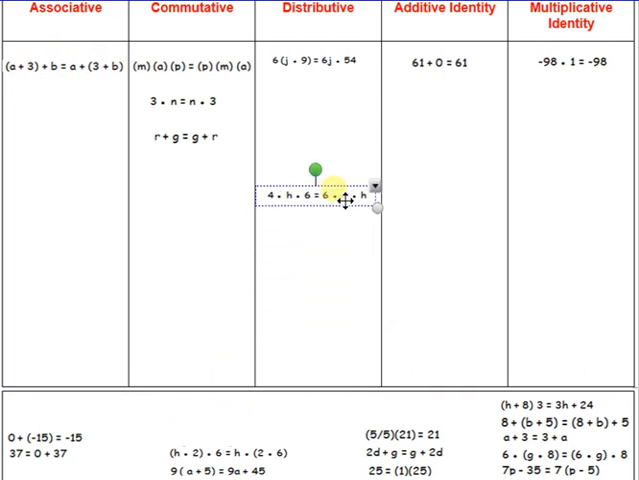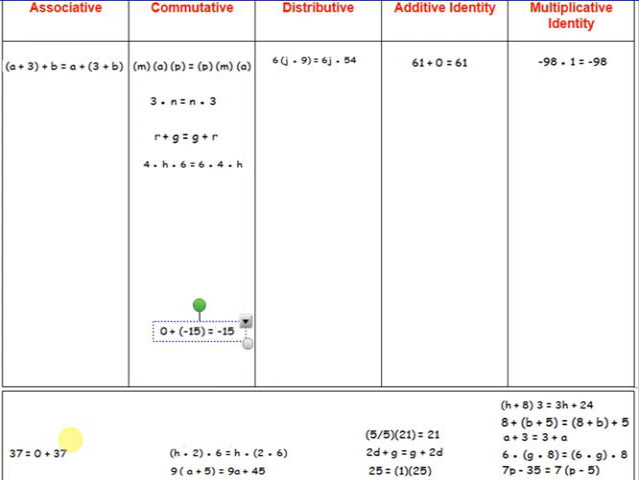All right, let's take a look at this one. 4 times h times 6 equals 6 times 4 times h. What changed? The order changed, so that's going to be commutative. Okay, 0 plus negative 15 equals negative 15. Anything plus 0 is itself, so that's going to be the additive property, additive identity, I'm sorry.